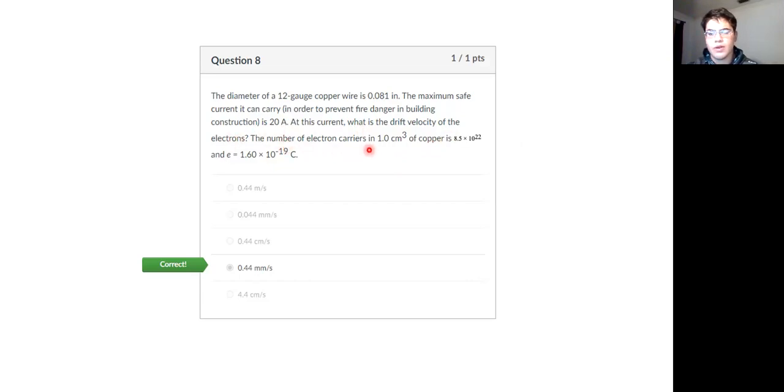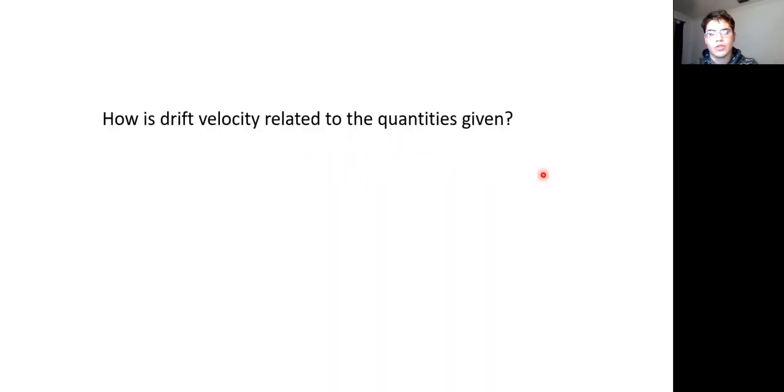The number of electron carriers in 1 cubic centimeter of copper is 8.5 times 10 to the 22, and the charge on each electron is 1.60 times 10 to the negative 19 coulombs. So to answer this question, we need to first understand how drift velocity is related to the quantities that they gave us.